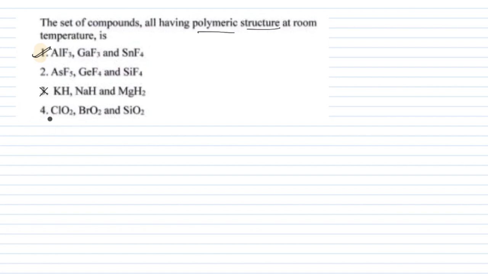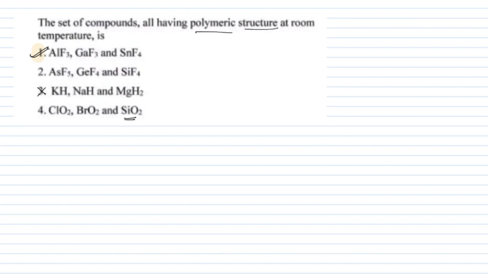And again, for chlorine oxide and bromine oxide, you have seen that although silicon oxide forms polymeric structures, chlorine oxide does not form it. You have seen the structures of them, okay. So this directly comes from whatever you have studied in the p block elements. Okay, let's go to the next question then.